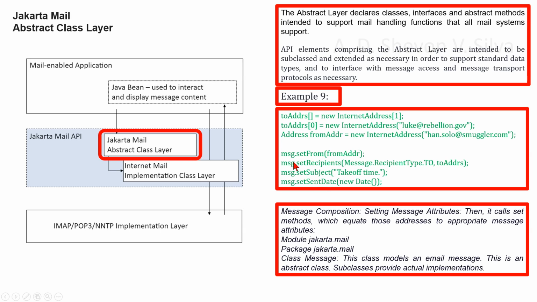First it instantiates Address objects to be used as to and from addresses. Then it calls set methods which equate those addresses to appropriate message attributes.